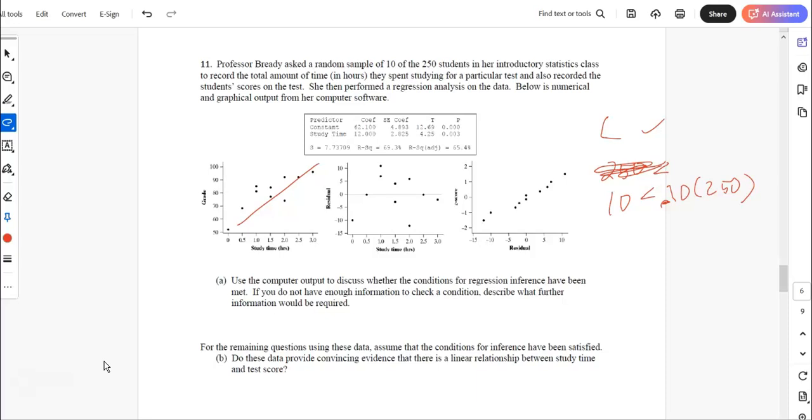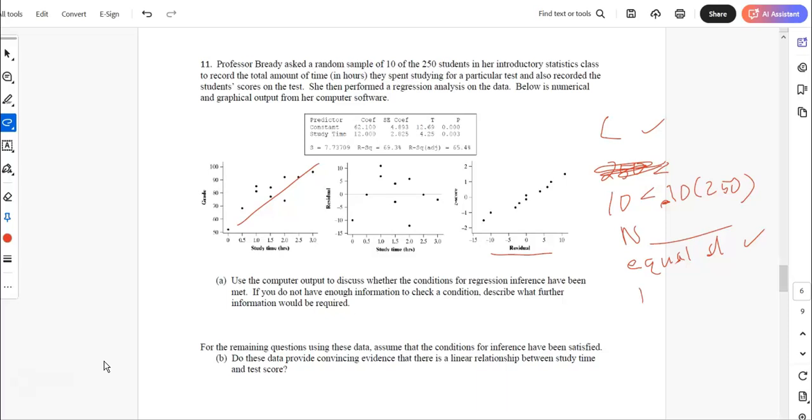N stands for normal. This is not what I was looking for, like a dot plot. I'm going to have to check that one. We might need some more information for normal. Equal standard deviation. If you look at this, for each x value, there seems to be no pattern for the y values. They're somewhat equally spread out. So I think that's okay.